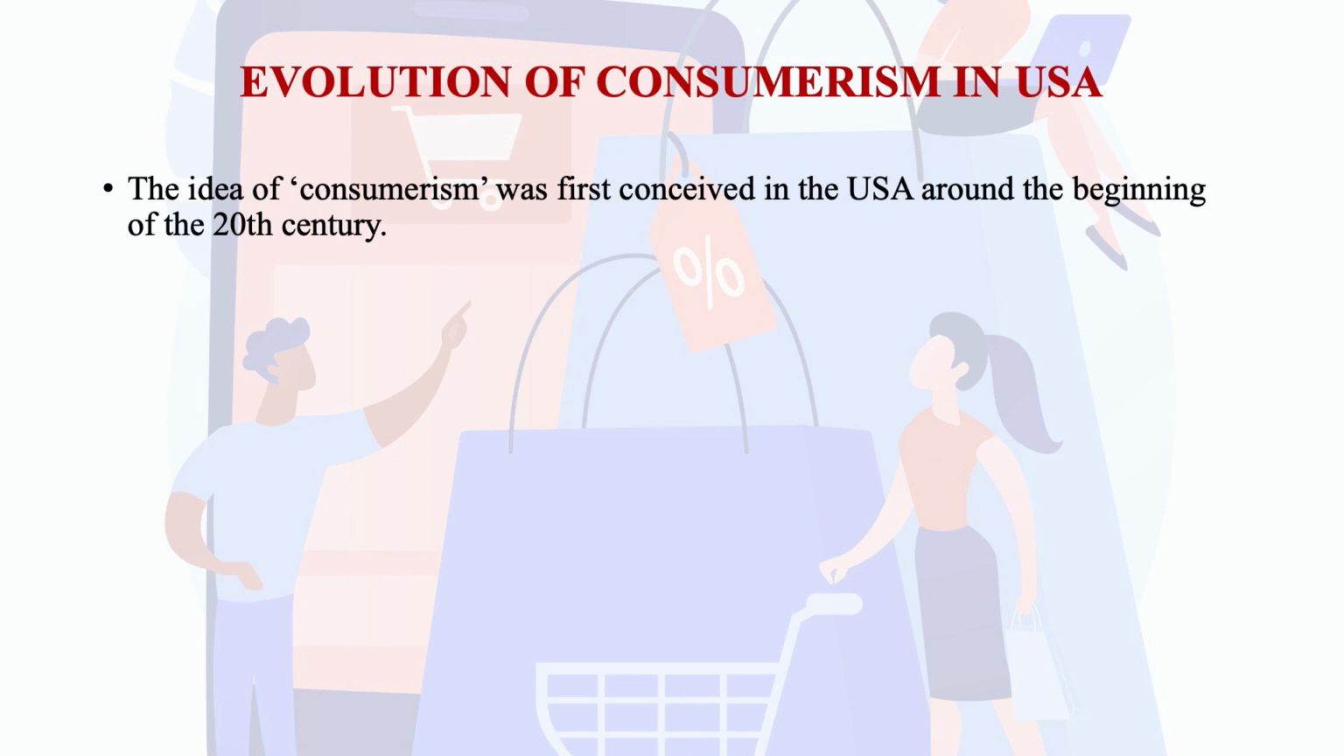Next, one should understand how consumerism evolved across the globe. First we'll see it across the globe, particularly in the United States of America, then we come back to the evolution of consumerism in India. Now let us see how it evolved in the United States. The idea of consumerism was first conceived in the USA around the beginning of the 20th century. So we can call 1900 onwards, to 1930 or so, the first phase of the evolution of consumerism.